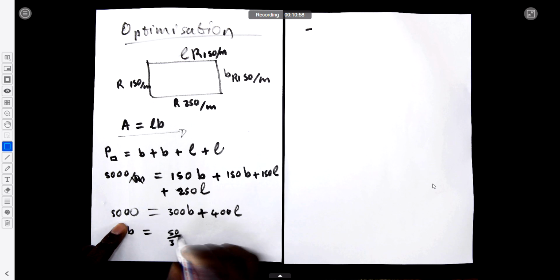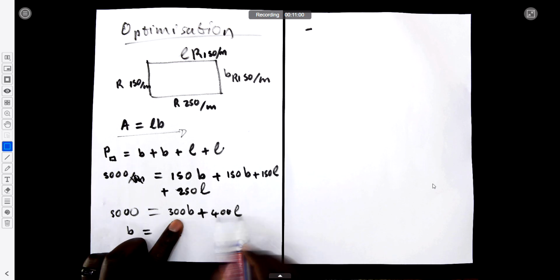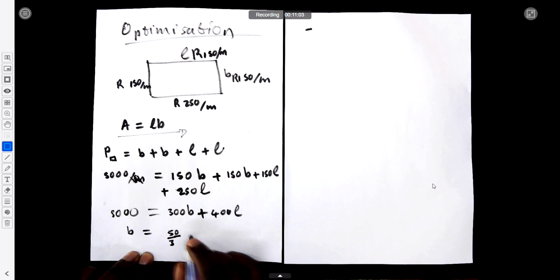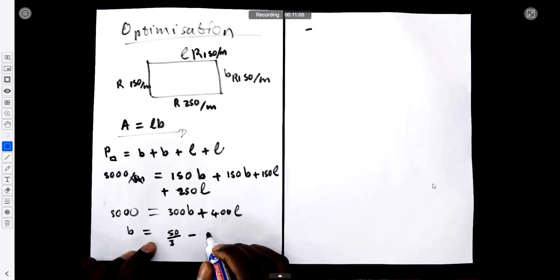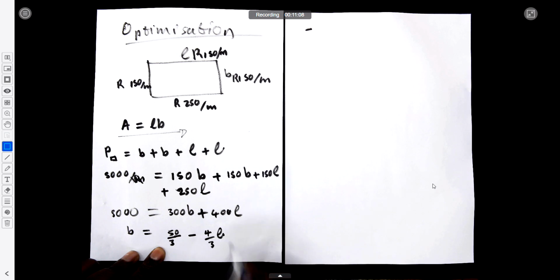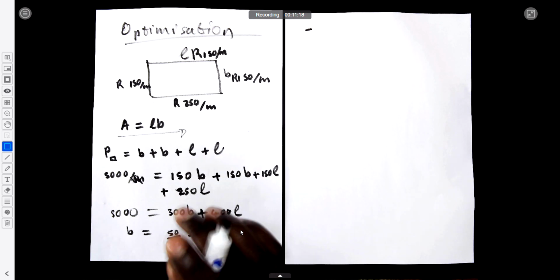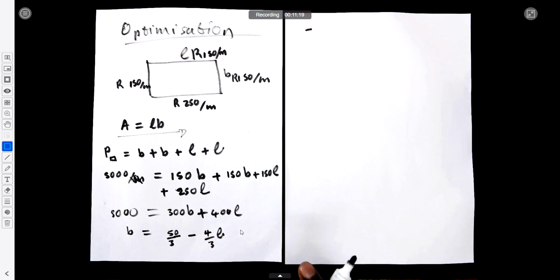Okay. All right. So, because we said we're taking this 400 to the other side, but we're even dividing 400, so it would be minus 4/3 L. Okay. So we're taking 400 to the other side and dividing by 300 on both sides. So we have that. So I've made the following to be in terms of B.